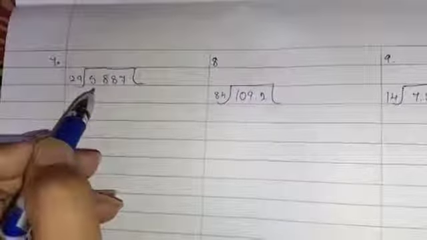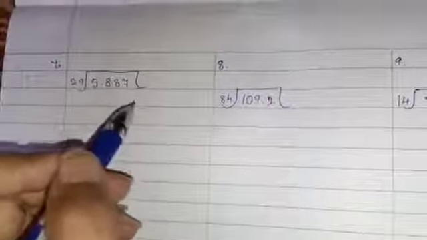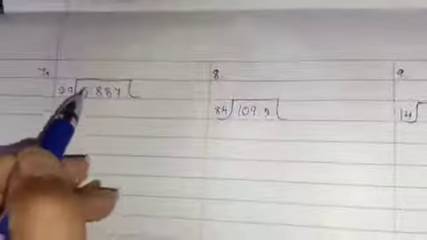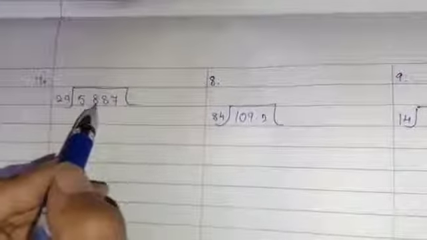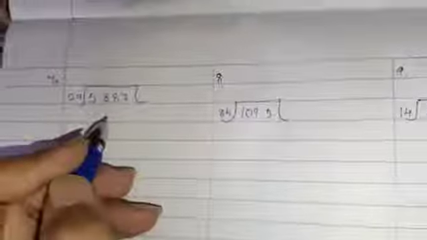So here first of all we have 5.877. It should be divided by 29. So how are we going to divide? First of all we see that in the 29 table, 5 does not come. So we have to take 2 digits, but here the decimal is between them. So what should we do? We should put 0 first and then put the decimal. Okay. Now we can take 58 together.